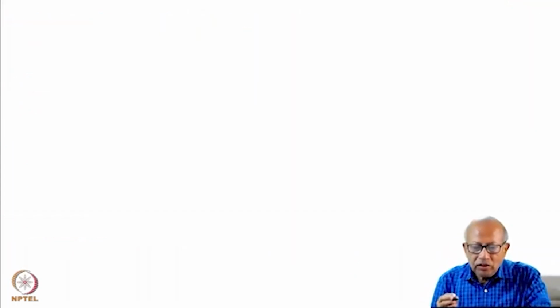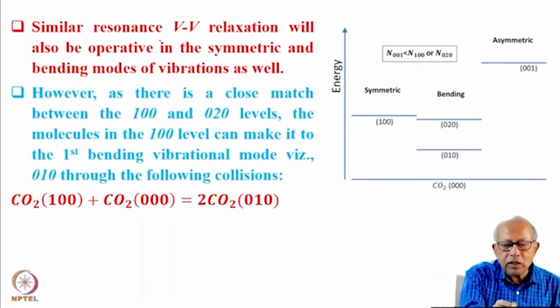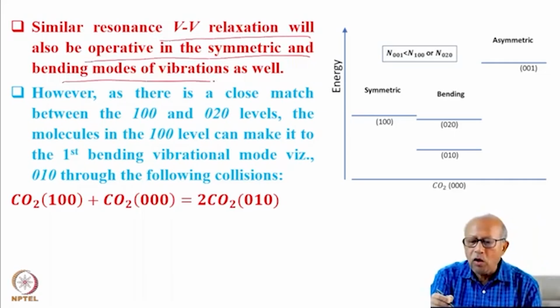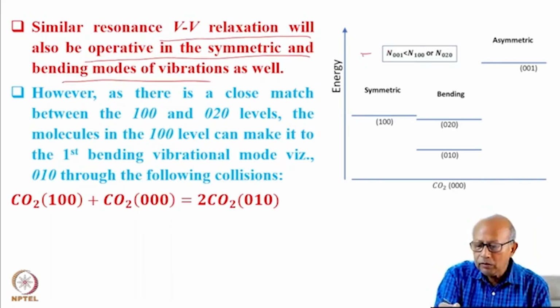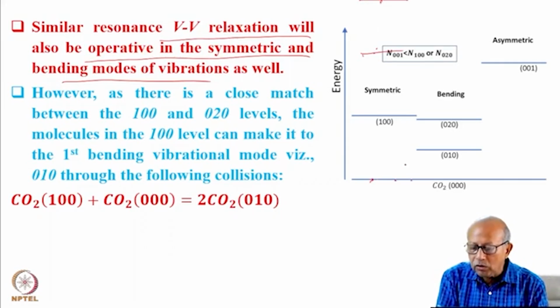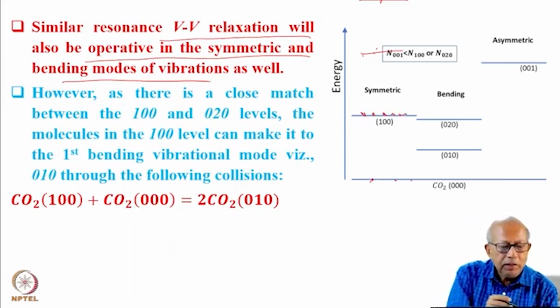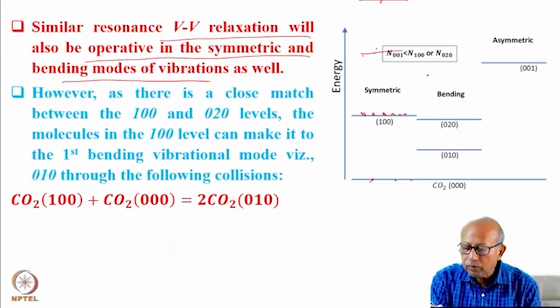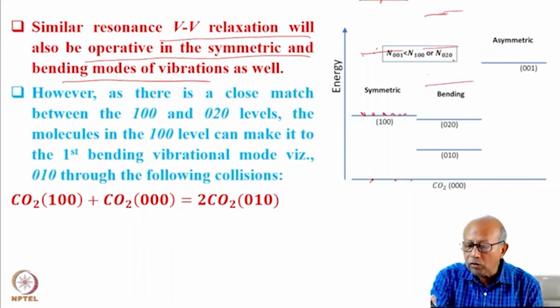Now the catch here is that similar resonance VV relaxation will also be operative in the symmetric and bending modes. So all the symmetric modes will again collide among themselves and with the ground state molecules, and they will all also appear here. And similarly, all the bending modes will collide among themselves and with the ground state molecules, and will eventually come and reside here.